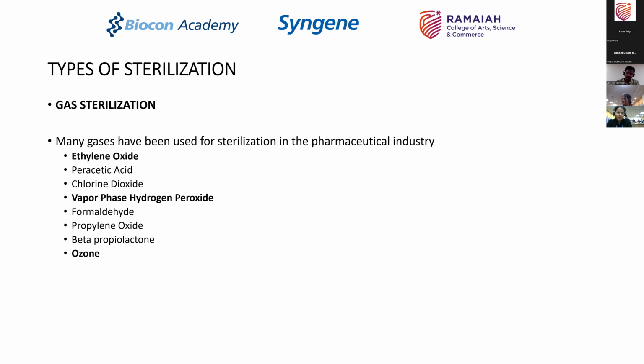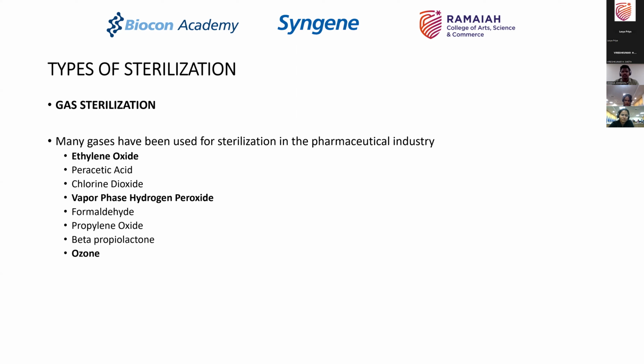Now, let's focus on gas sterilization, or sterilization using chemicals. There are many gases or chemicals which have been used: ethylene oxide, peracetic acid, chlorine dioxide, vapor phase hydrogen peroxide, formaldehyde, propylene oxide, beta propiolactone, ozone. Of these, a lot of them are no longer used because they are either too dangerous to handle or require larger quantities, and we have found better methods. The three methods which continue to be used in the industry today are ethylene oxide, vapor phase hydrogen peroxide, and ozone.